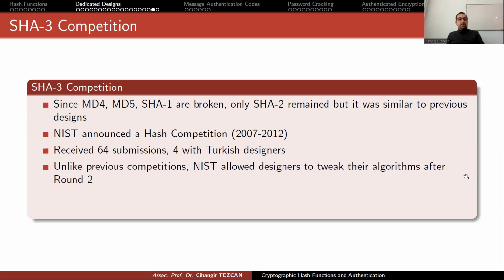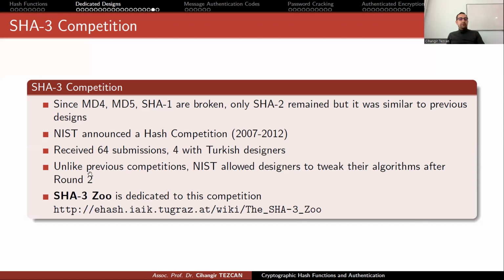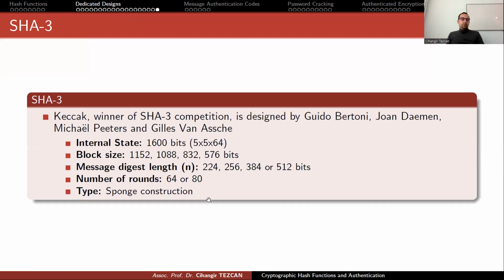Unlike previous competitions, NIST allowed designers to tweak their algorithms after round 2, so you could do small modifications if necessary. So for all of this competition, you can go to the SHA3 Zoo webpage, where everything is explained, all of the candidates, all of the attacks, and so on. But to make the story short, Keccak was the winner of this competition. It was designed by Bertoni, Joan Daemen, Michaël Peeters, and Gilles Van Assche. And Joan Daemen was also the designer of AES. So he won 2 competitions.